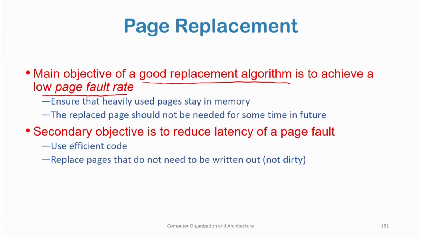Now, a low page fault rate ensures that heavily used pages stay in memory. How can we ensure a low page fault rate? By ensuring that heavily used pages stay in memory. I do not evict heavily used pages out of main memory. And why is this so? Because of the locality of reference again, because if a page is being heavily used, it is very probable that this page will be used again in future.